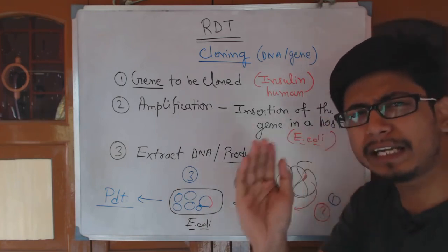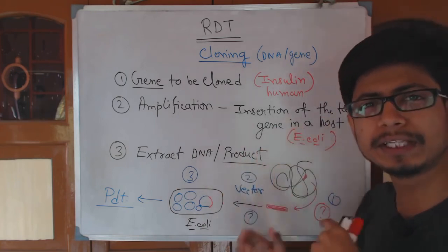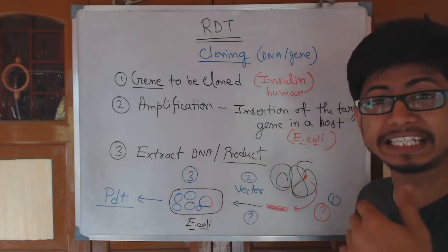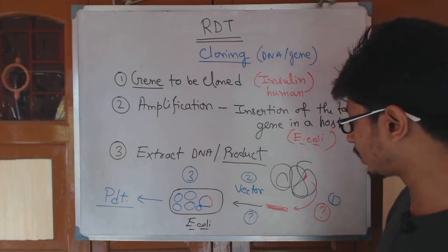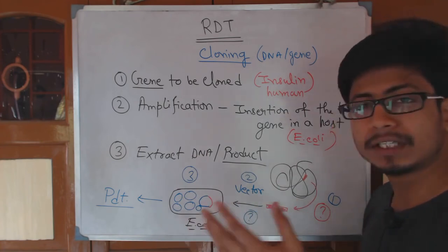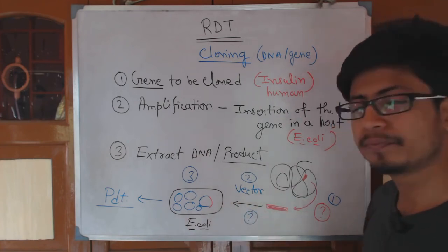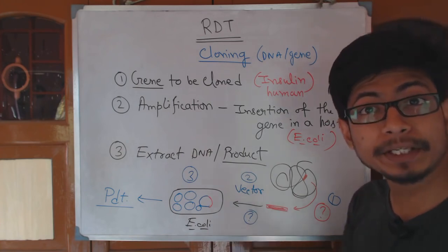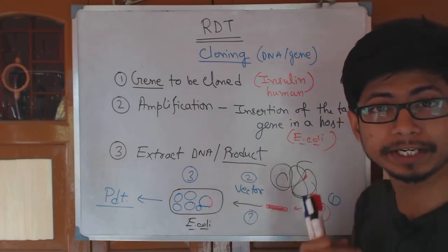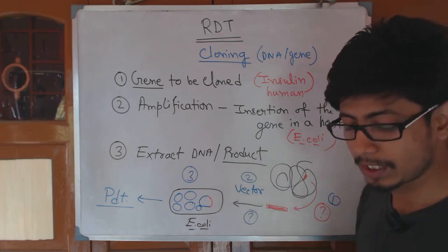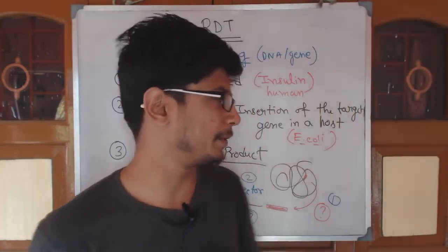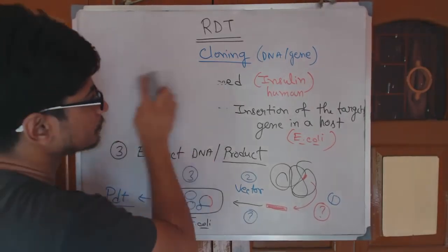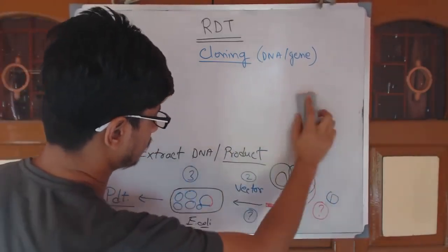Now I'm going to give a little bit of insight in this video, then we'll go to the next video and talk about vectors in detail. We'll be talking about screening of the libraries in detail. We'll be talking about the different types of vectors that we use and what the applications of this recombinant DNA technology are. So in this video I'll be talking a little bit more about the detailing of the processes. So here let me erase the stuff.